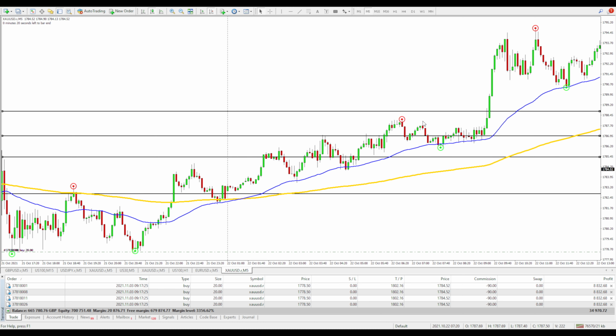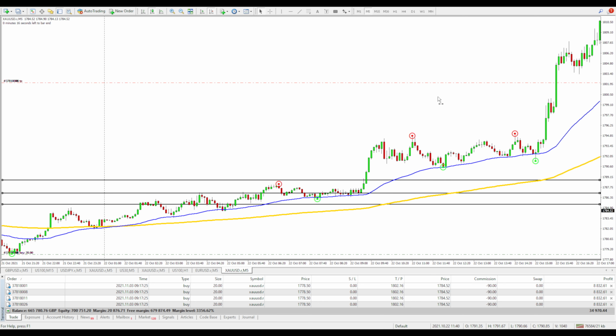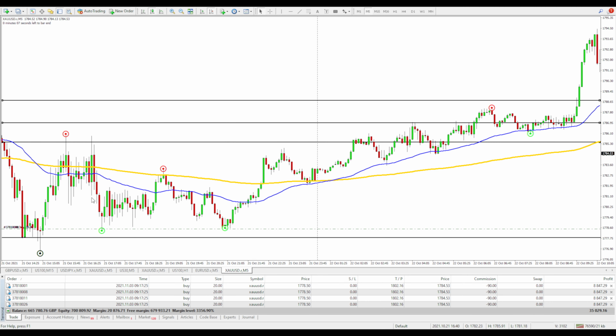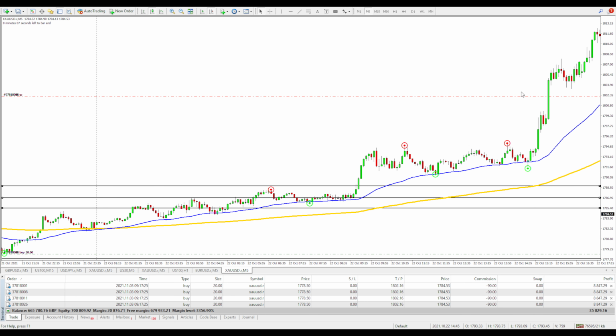Sometimes it gets a bit too tight, because if you put your TP there, it's not actually going to be beneficial for you long term when you're trading the system. So you made a bit of profit from this trade back, and you take another trade and you're up again. So it's a very simple trading strategy.